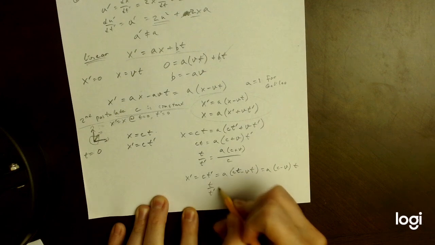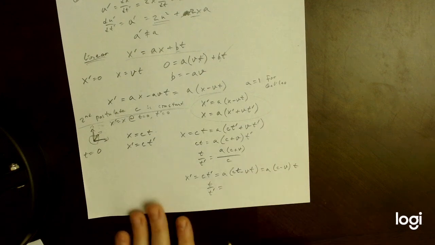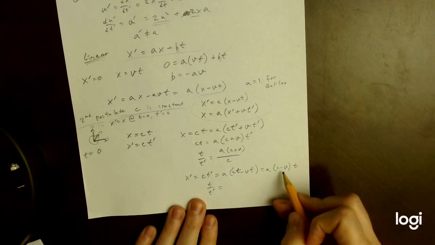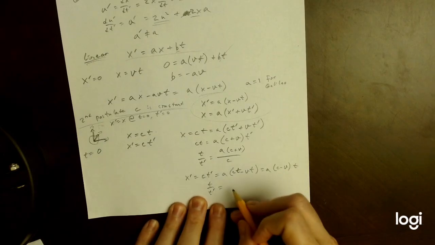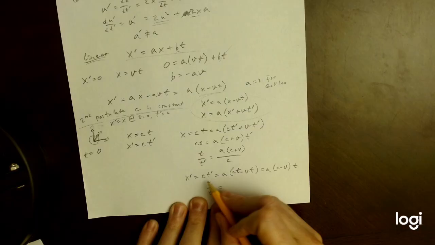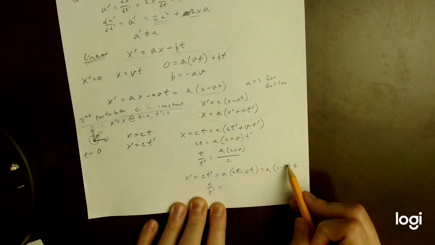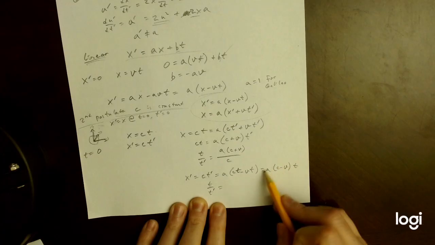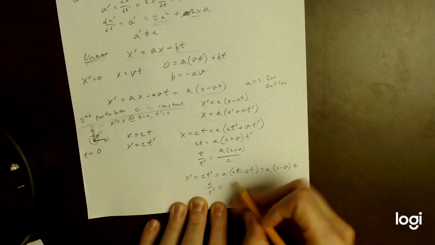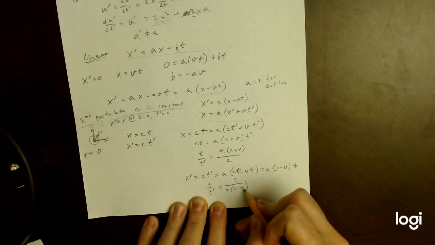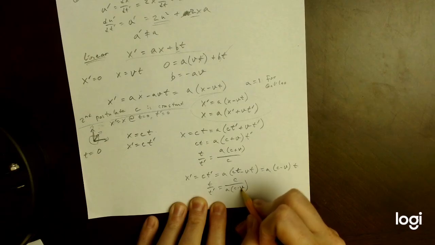And I want to solve this for the exact same thing again, t over t prime. T over t prime now with these will be, let's see here, make sure I've got this all right. We're going to divide by t prime and divide by this whole a times c minus v. So we're going to get c over a times c minus v, like that.